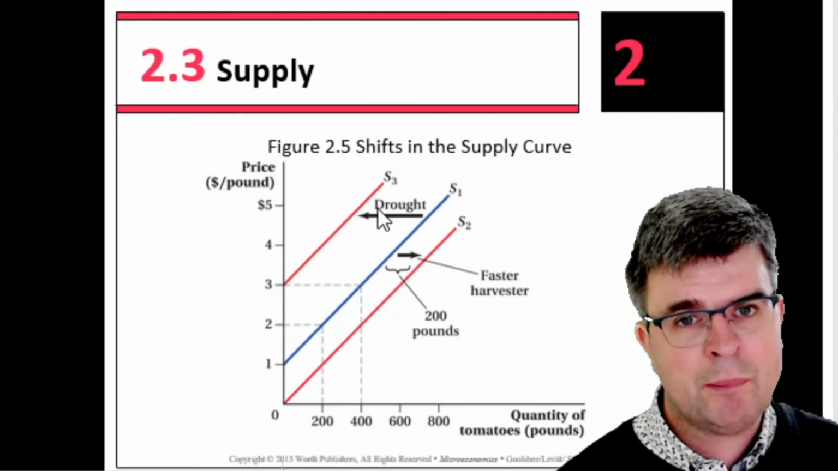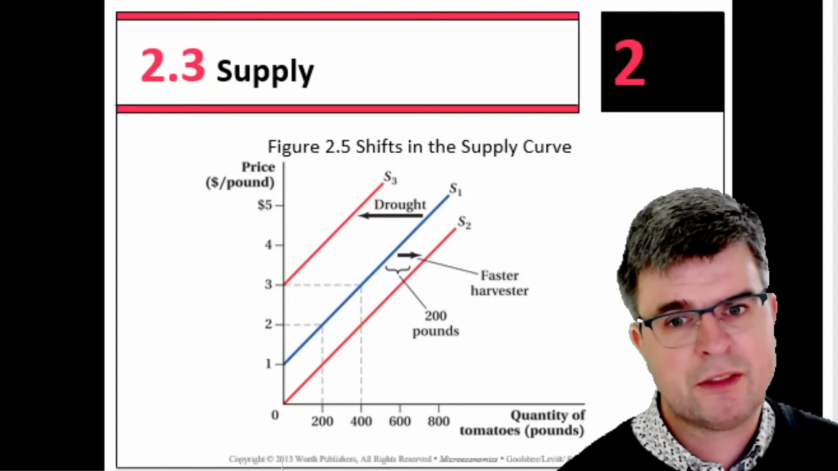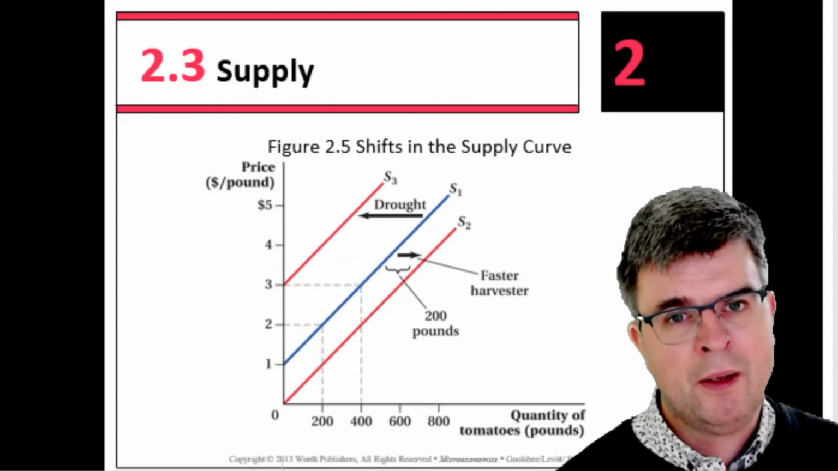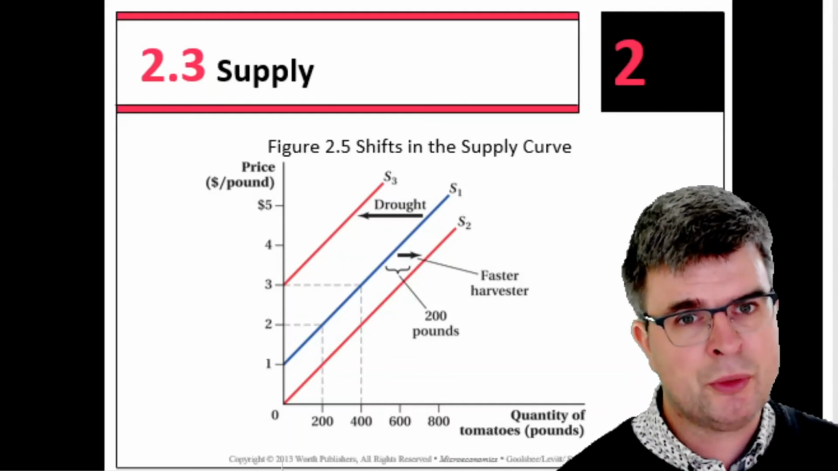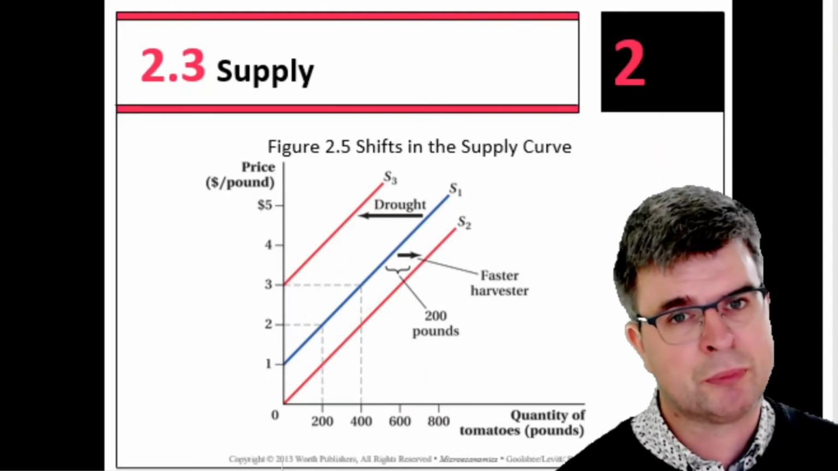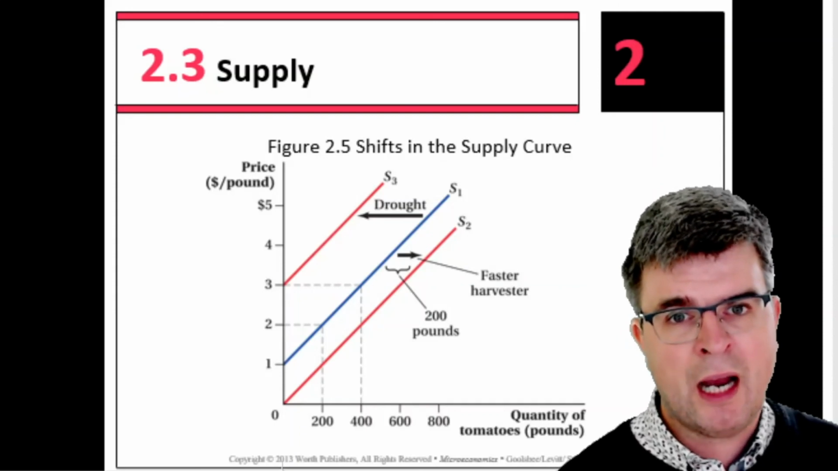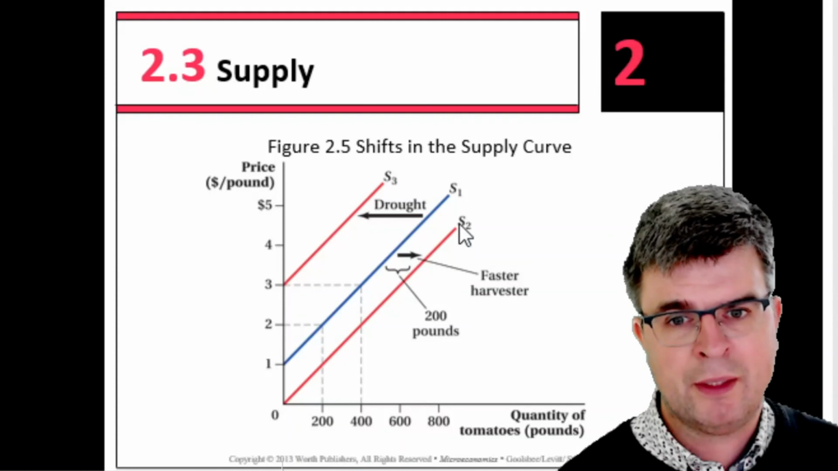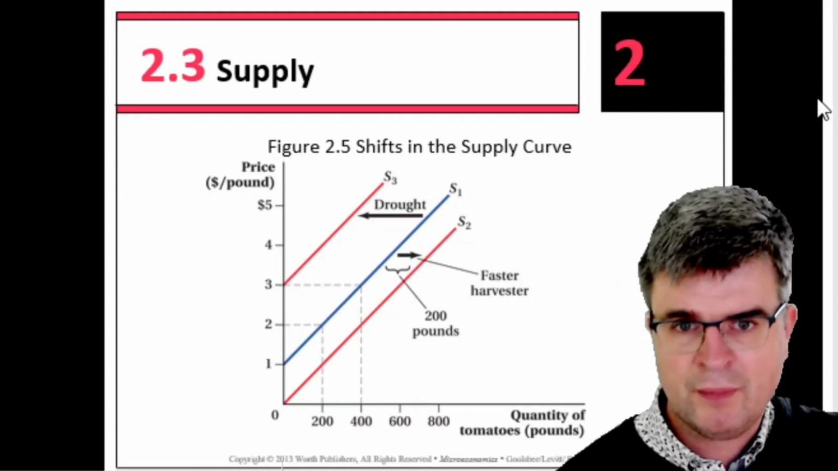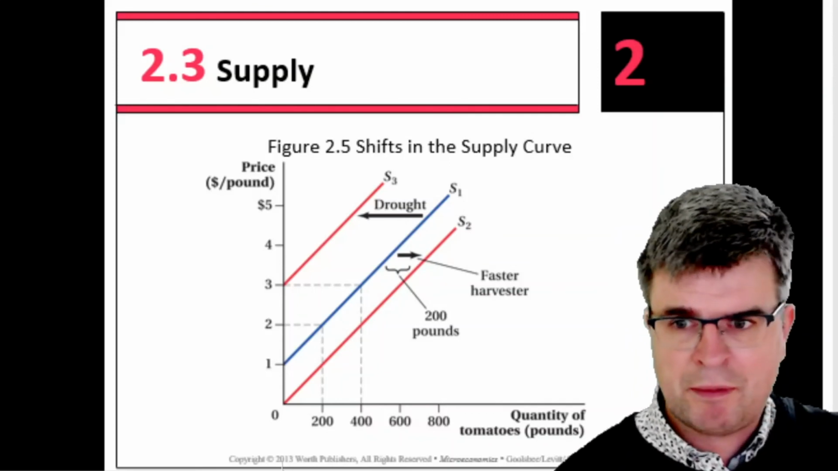But another factor that may change the supply of tomatoes are technological advances. So for example, assume that a faster harvester is developed, which makes it attractive for more producers to supply tomatoes at a given price because the cost of production has gone down. Then we observe an outward shift of the supply curve from S1 to S2 over here. And you can see that the mechanics of the demand and the supply curve is very much the same.